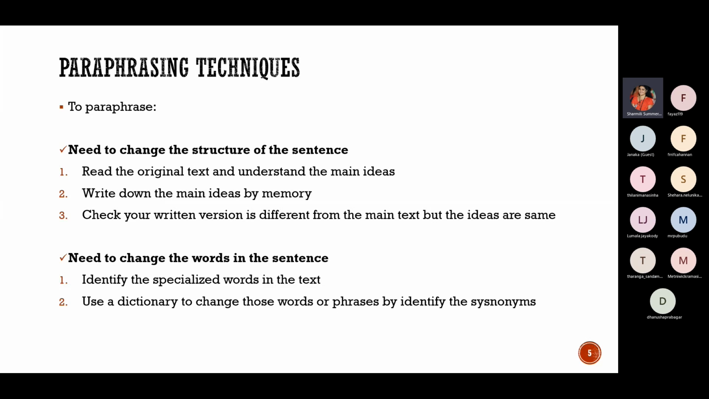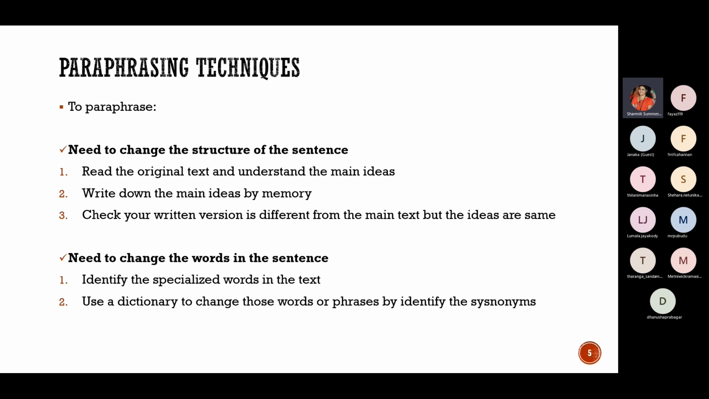So first, when you are writing, highlight the words that you have taken from the original text. Then at that point, immediately find another word using the dictionary and replace that word. And here also you can change the structure of the sentence as well by reading the original idea. So how can you change the structure? First, you read the original text and understand the main ideas, like summarizing. Read the original text and understand the main ideas, and without looking at the original text, you write in your own words about that main idea.